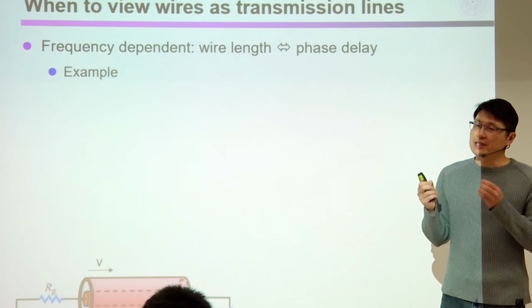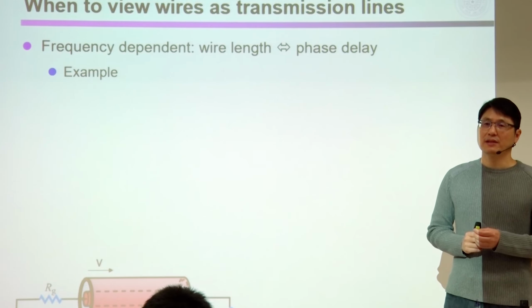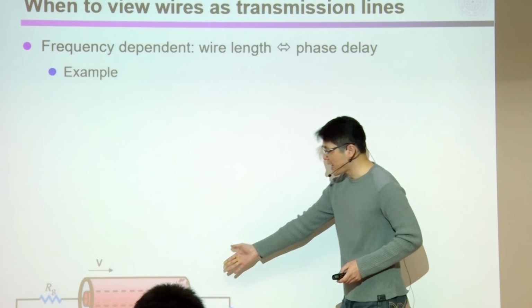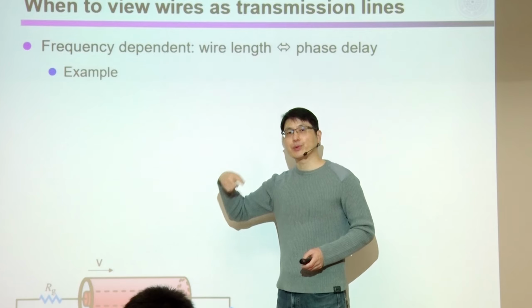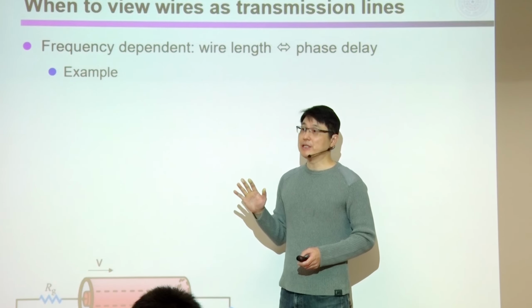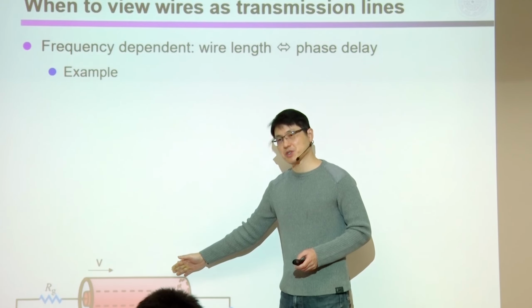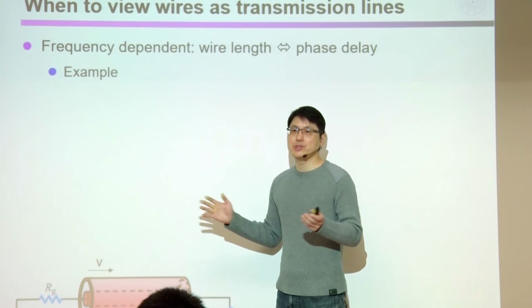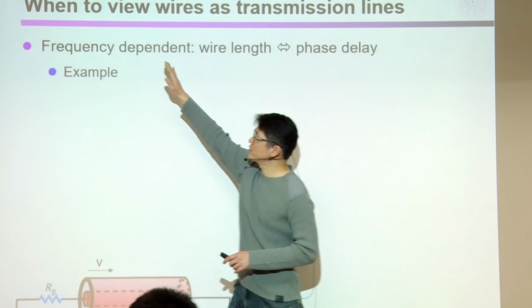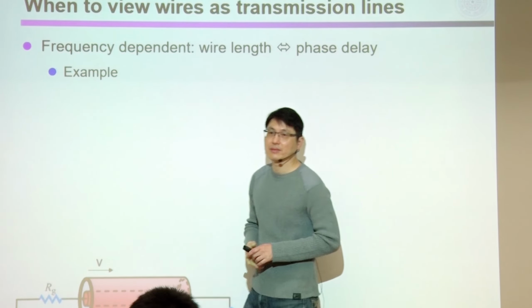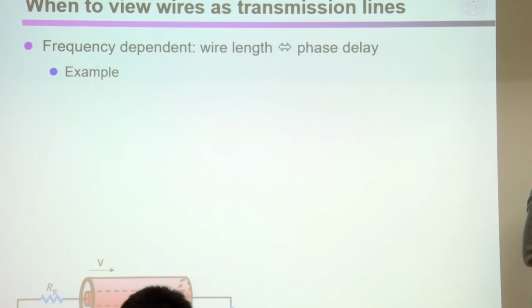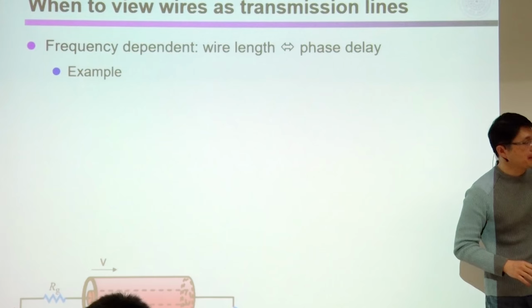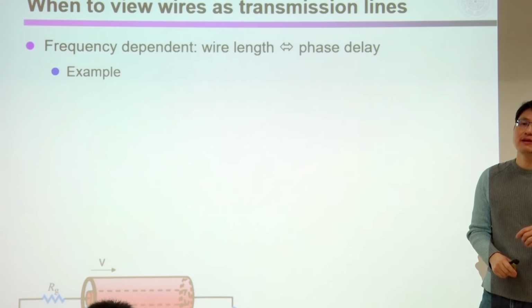So everything is frequency dependent. Even though you are using the same 2 wires, just by depending on your frequency, sometimes you need to view them as transmission lines. Sometimes you don't have to. So everything is frequency dependent. Right? So I hope I'm making myself very clear using this derivation and plus the real life examples.